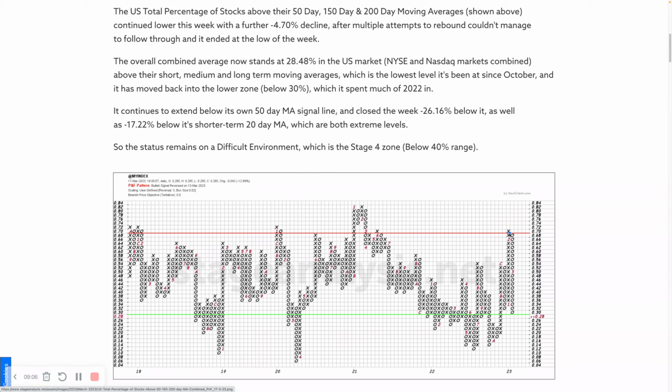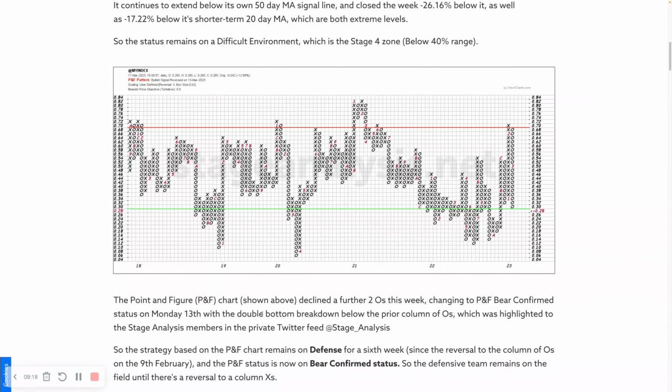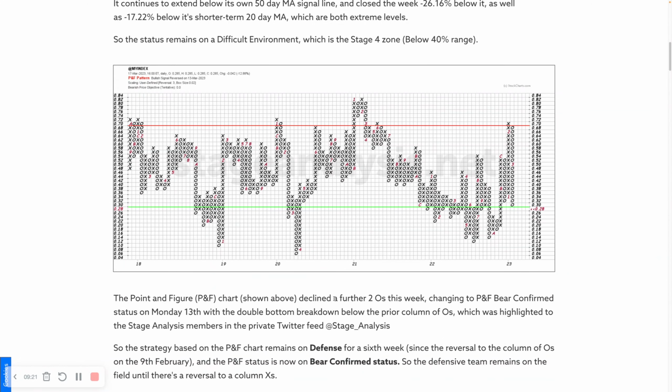So when we moved from a column of X's here and reversed back to a column of O's from above the 70% level, that's considered a bear alert signal. We got that back in early February, I think on the 9th of February, I believe. It moved to that, and then this week it made a double bottom breakdown. So at the bottom of the range here, we've come all the way from above the 70% level down to below the 30% level currently.